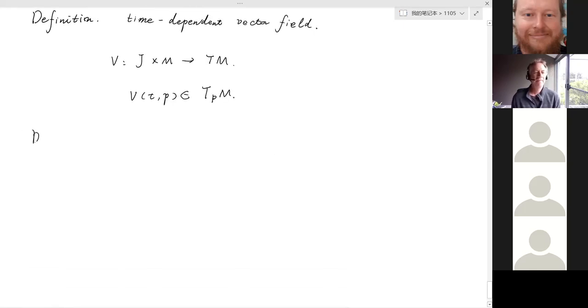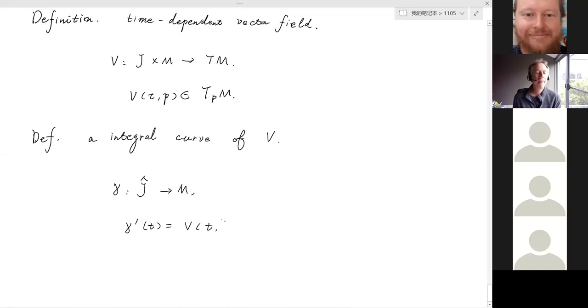Another definition. An integral curve of a time-dependent vector field V is a curve from J hat to M. Here, J hat is a subinterval of J such that gamma prime of T equals V of T, gamma of T.